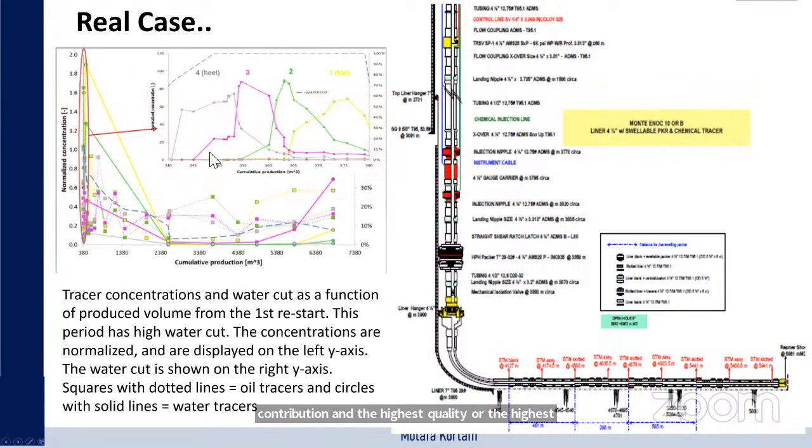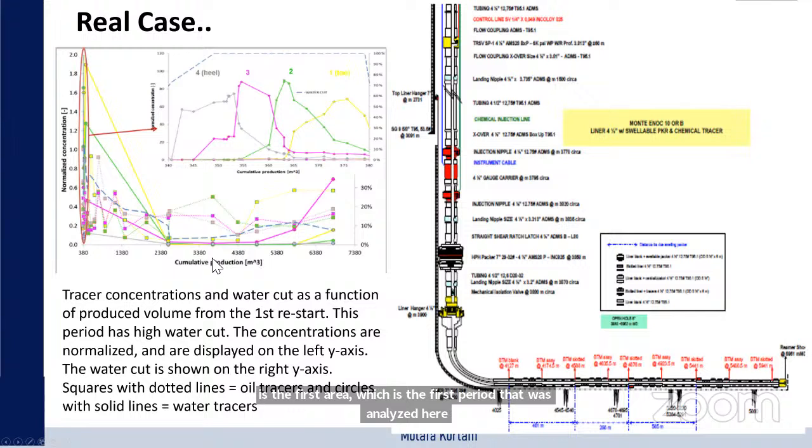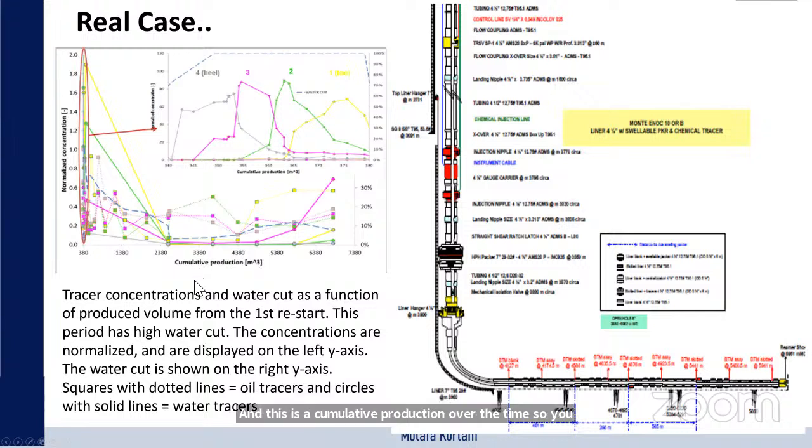So this, for example, is a different concentration. It's like the first example, but I'm just providing you with a real example and real data. Here is the first area of the first period that was analyzed. And this is the cumulative production over time. You can convert the cumulative production into time by just understanding the production rate. It provides this for the cleanup period. And this shows the extended performance over a period of time, like, for example, a month.